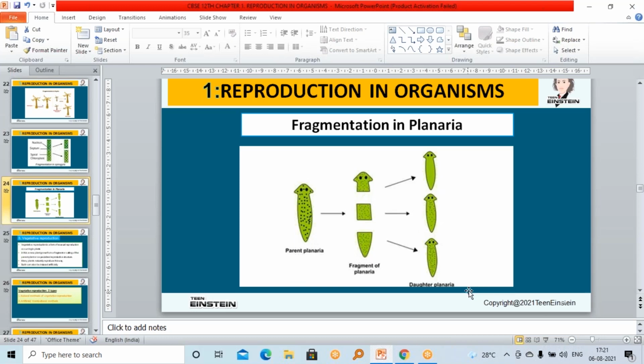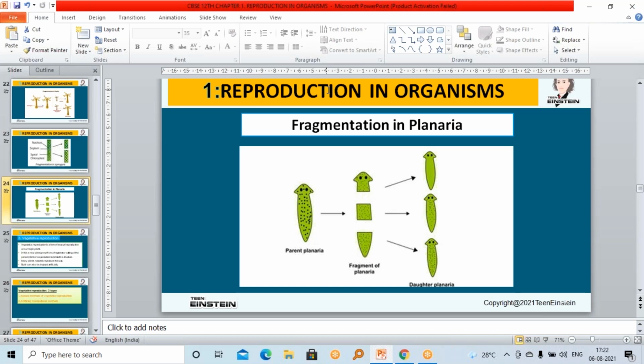Is it clear? Then another method I mentioned in asexual reproduction is the dropping tail method. Dropping tail method, note down. Mostly it won't be there in your textbook. The dropping tail method is a spontaneous method, which is present in planaria.